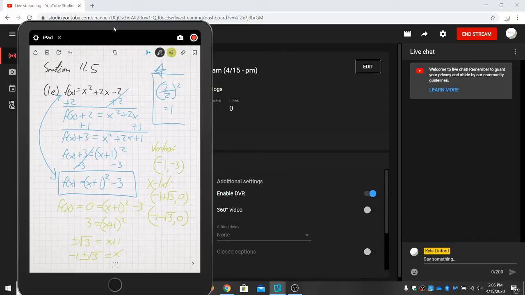Okay? Remember, x-intercepts are coordinate points. They're where you cross the x-axis. They're where y, or the height, f of x, the output, is 0. So we have our vertex. We have the x-intercepts.